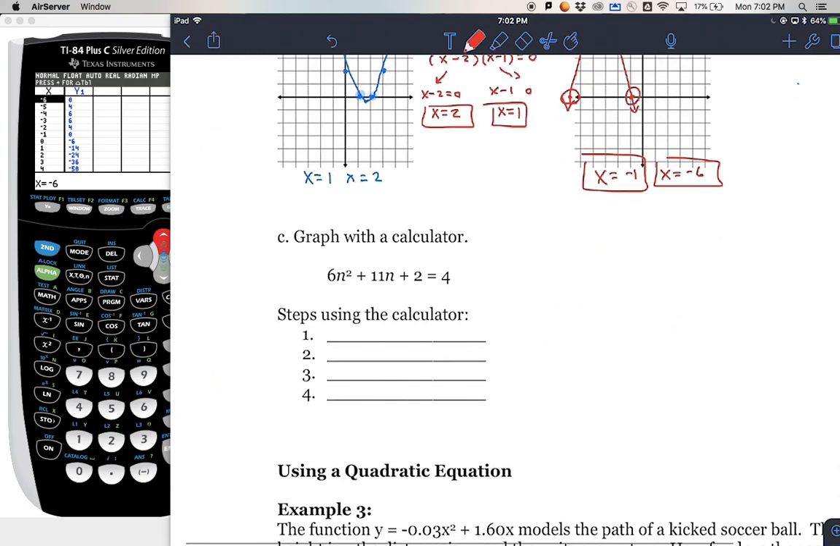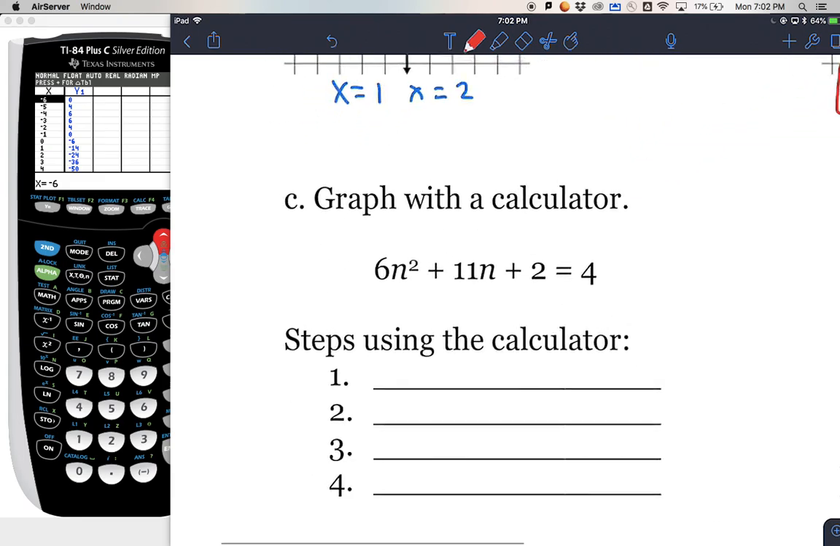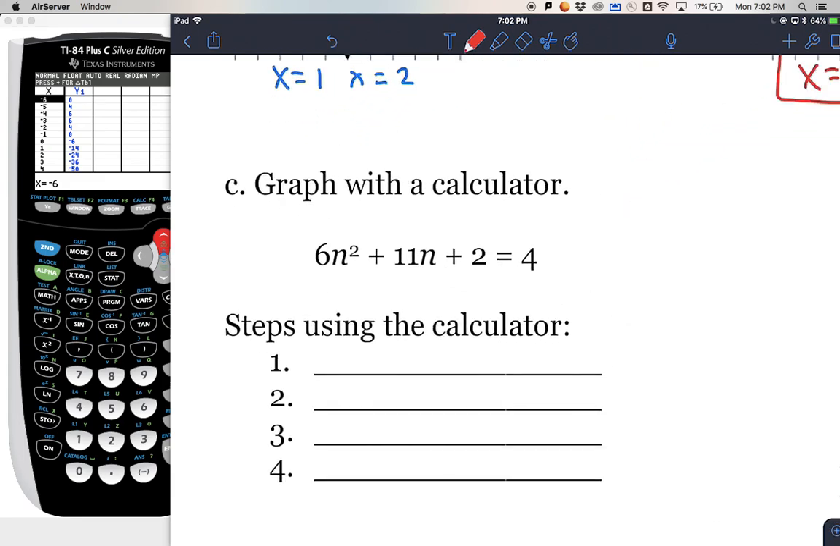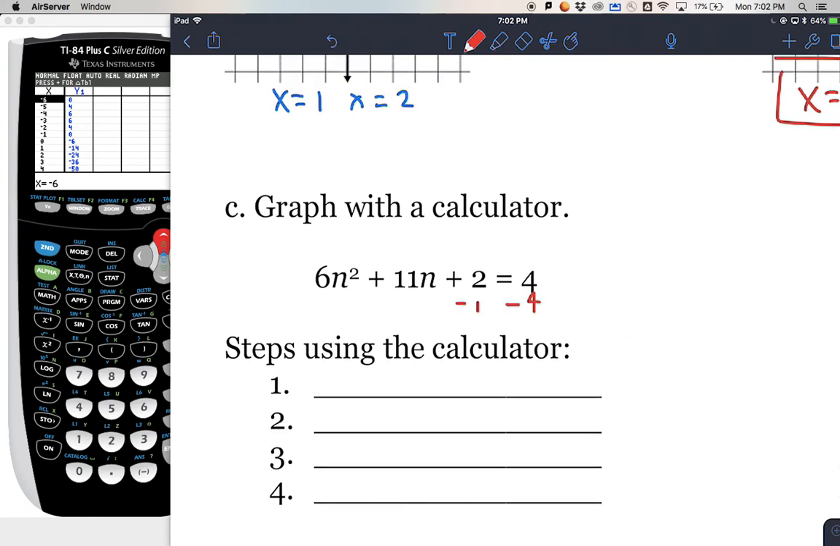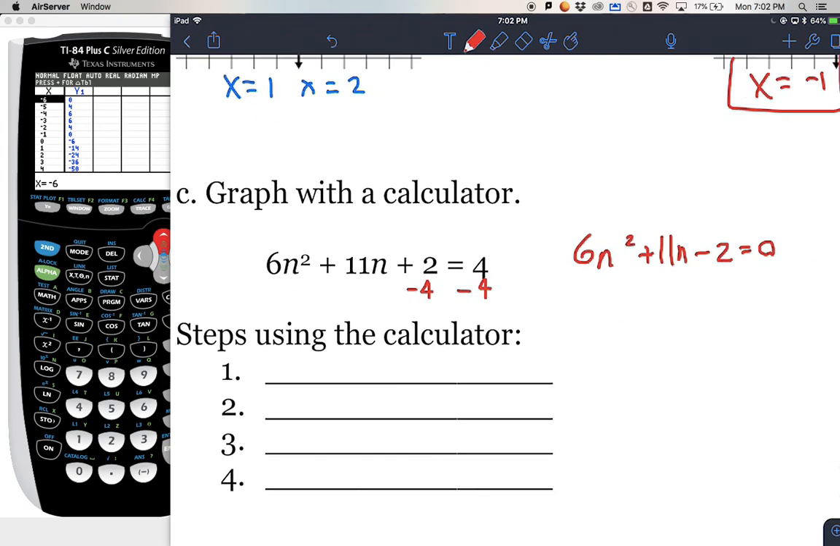So I like this next one, finding the x-intercepts and solving this with a calculator. Notice, first of all, it's not even equal to 0, so we need to subtract 4 from both sides. These always need to be equal to 0 before you can get it ready to graph. So I think that gets us -2 right there. We might be able to factor this, but we're going to use our graphing calculator for this, and then I'll write out the steps for you.